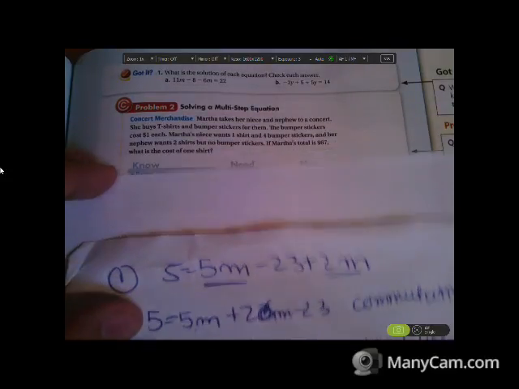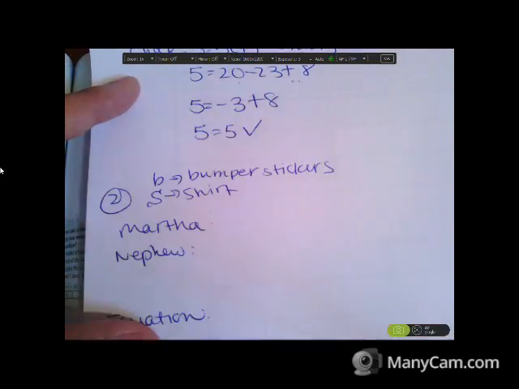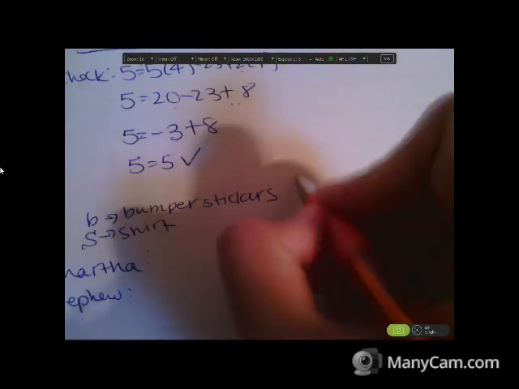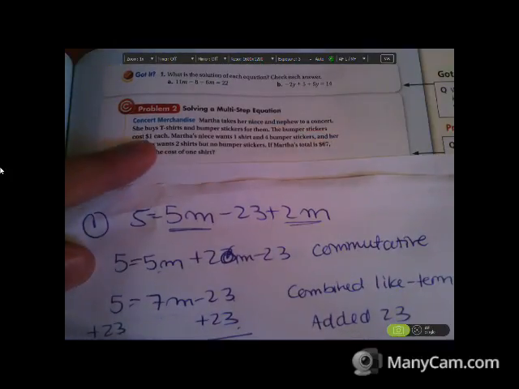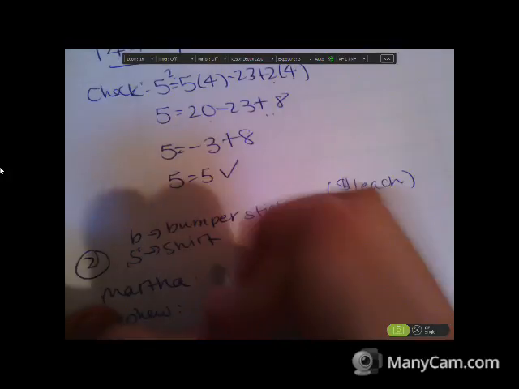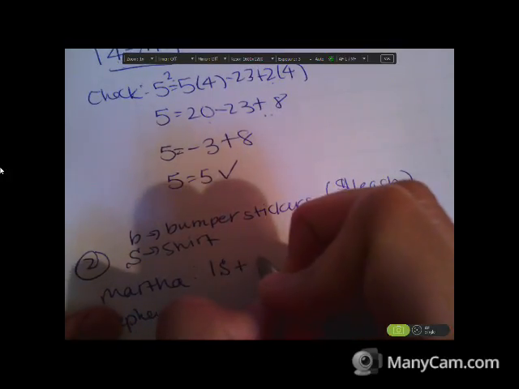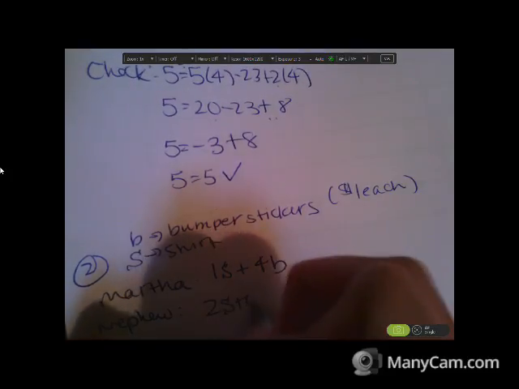So what I want is S to represent the shirt. I want to have B represent the bumper sticker. But we know the bumper stickers cost $1 each. So we know the price of bumper stickers because it states here that the bumper stickers cost $1 each. So what does Martha want? She wants 1 shirt plus she wants 4 bumper stickers. Her nephew wants 2 shirts but no bumper stickers.